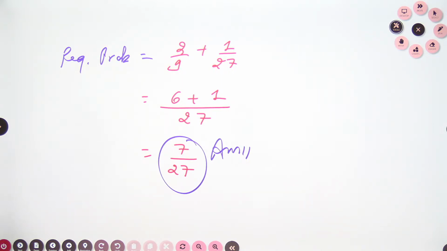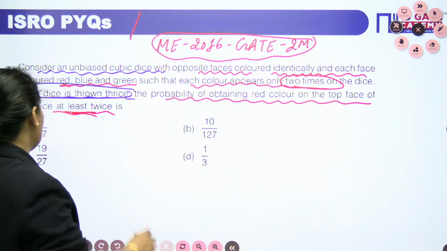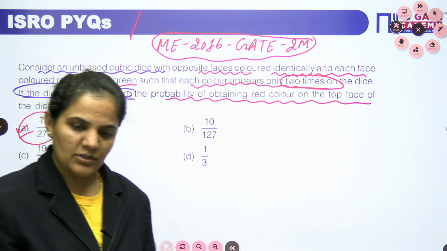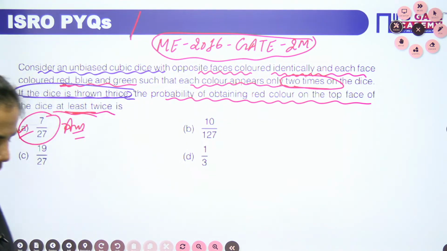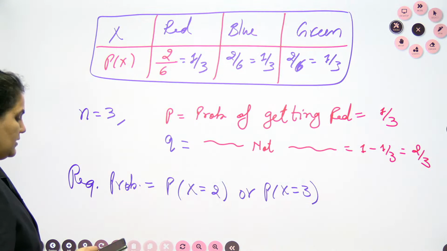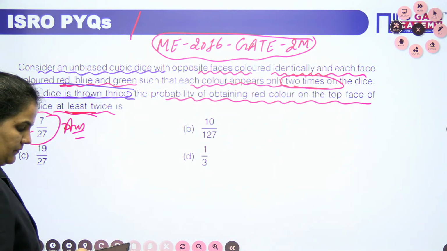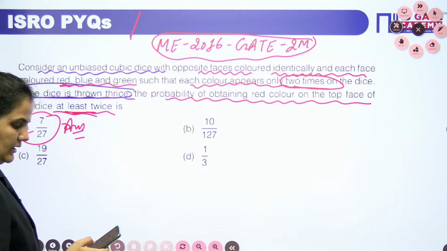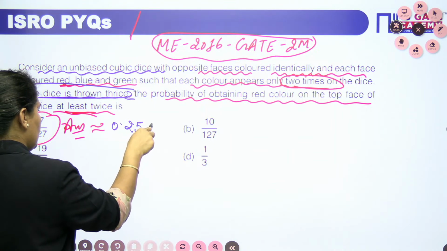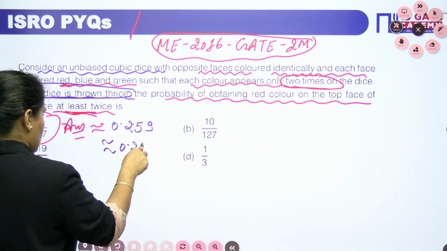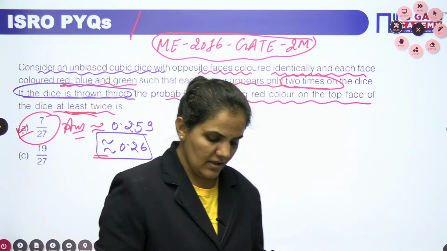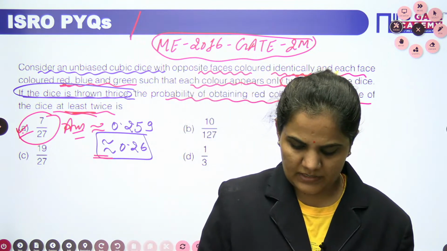So when it was asked in GATE 2014, it was a NAT, and right now we are having an MCQ, so we can directly write the option. But still, if you want to write the result in decimal, it is 0.259, approximately 0.26. This answer was mentioned in the GATE exam, and for the ISRO the result is option A, which is 7 by 27.